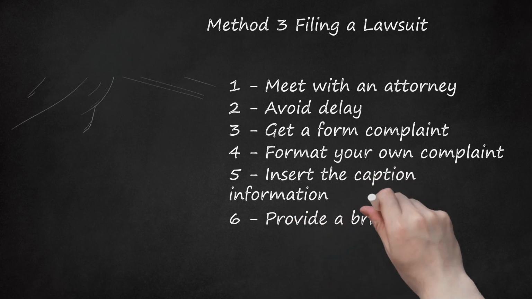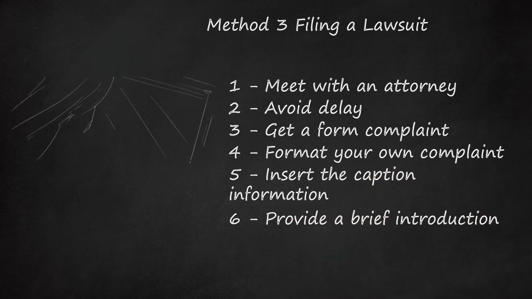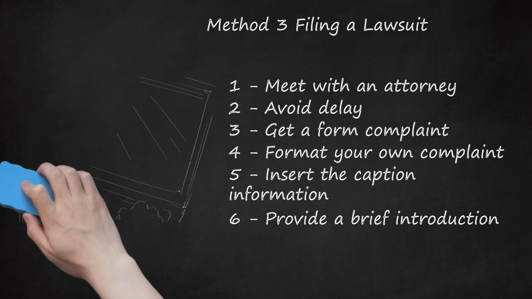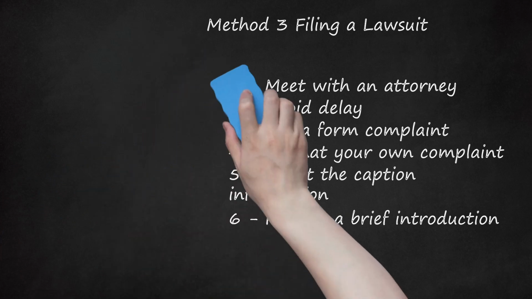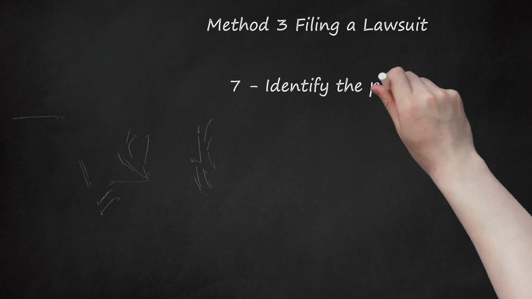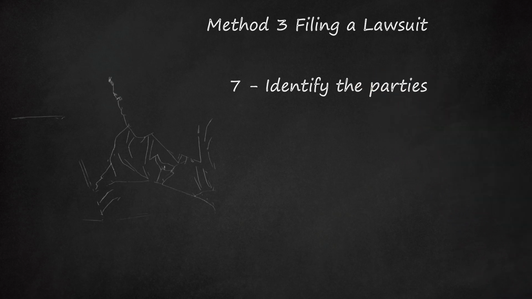6. Provide a brief introduction. In your introduction, you can identify yourself and whether you are representing yourself. For example, you can write, Plaintiff John Jones, representing himself pro se, complains and alleges as follows. 7. Identify the parties. Using numbered paragraphs, you need to identify yourself and the defendant.